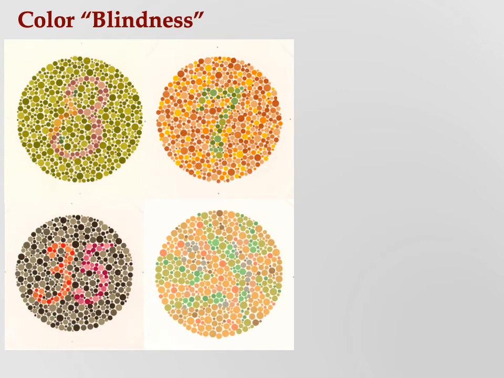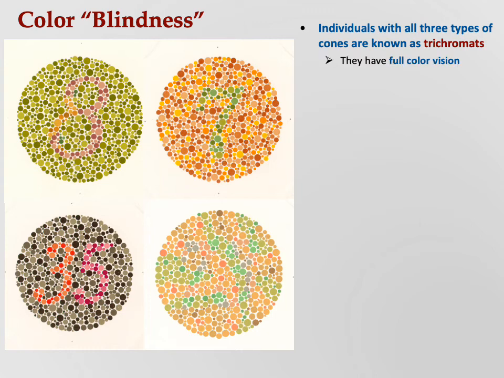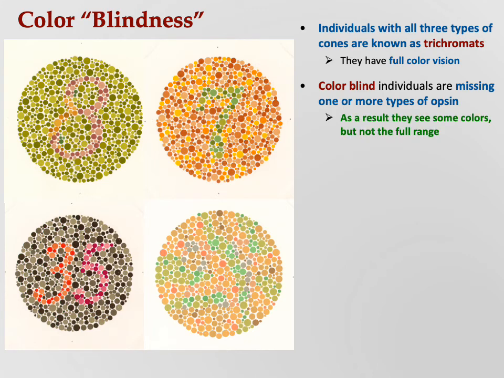Isn't that clever? So individuals who have all three types of cones are known as trichromats. Tri, because we have all three cones. They have full color vision. Colorblind people are missing one or more types of opsin. As a result, they see some colors, but not the full range. Most are dichromats. So they have two, they're just missing one.